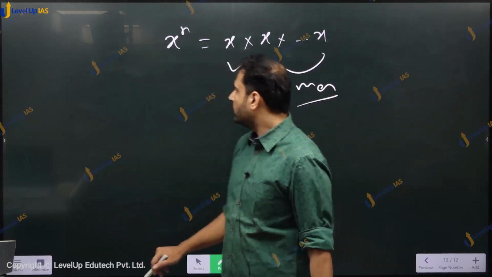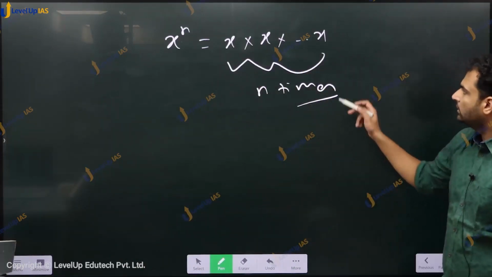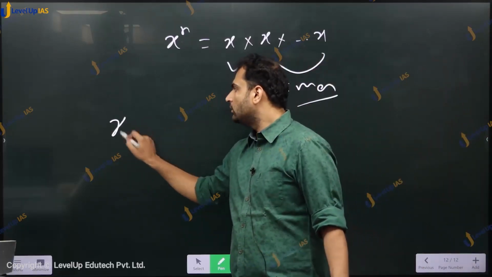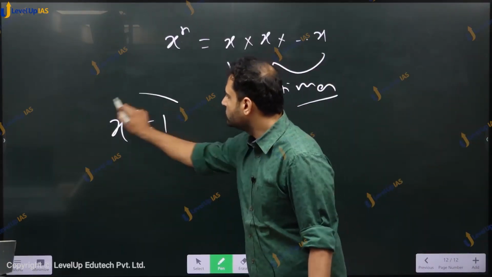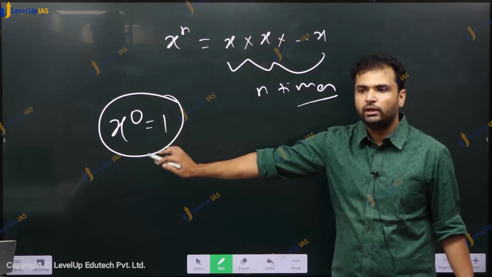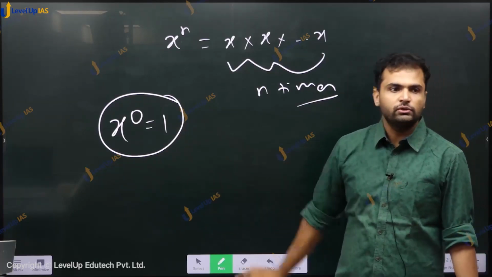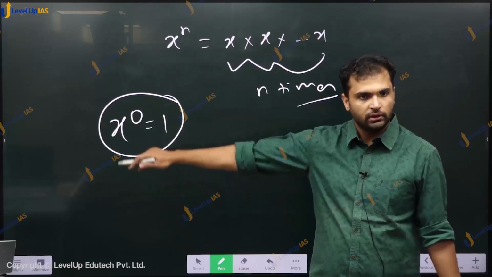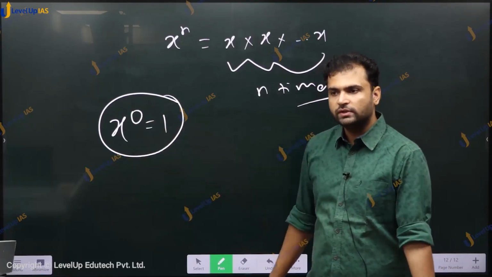This is how we define powers. Another thing to note is that if this n is 0, we define x to the power 0 as 1. For any number x, x to the power 0 is always 1, except for 0. X is not 0, then x raised to power 0 is 1.